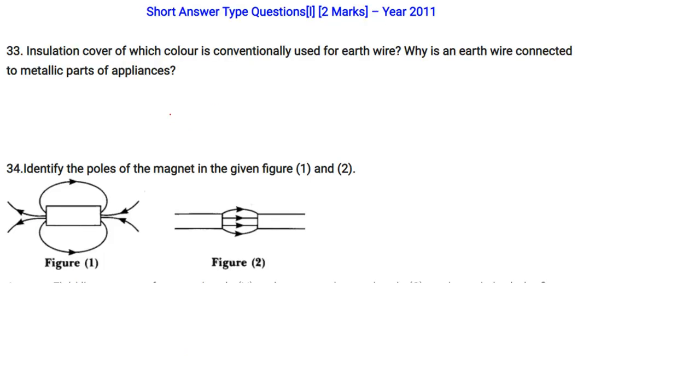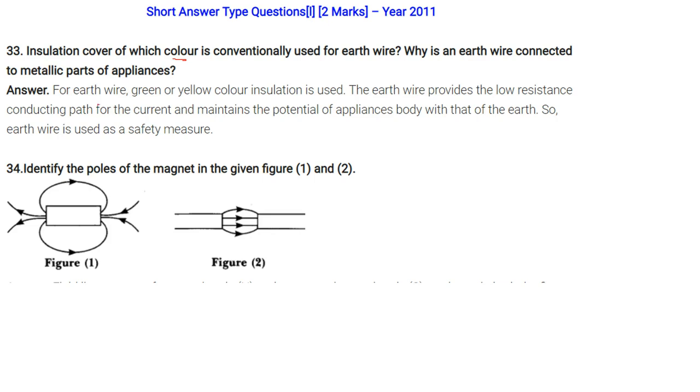Insulation cover of which color is conventionally used for earth wire? Why is an earth wire connected to metallic parts of appliances? For earth wire, green or yellow color insulation is used, generally green. The earth wire provides a low resistance conducting path for the current, and it maintains the potential of the appliance's body with that of the earth. So earth wire is used as a safety measure.